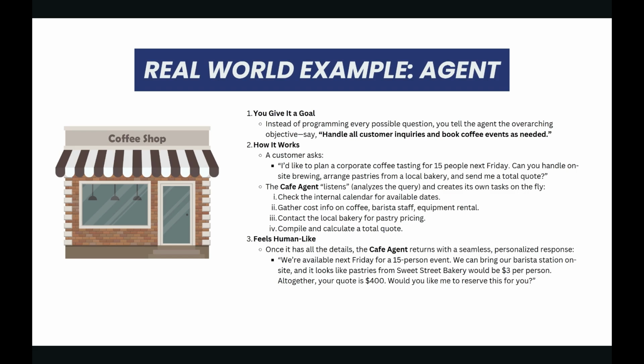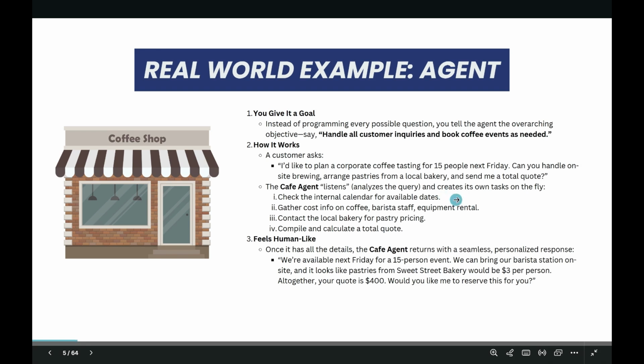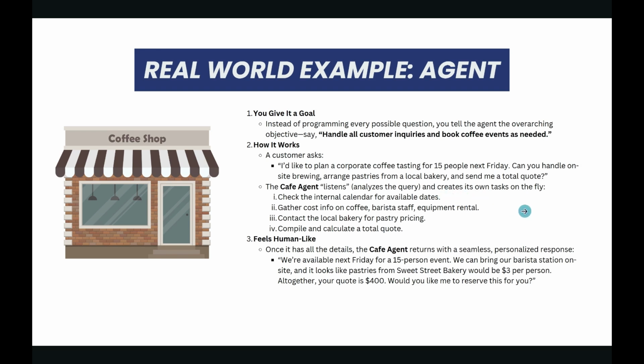The cafe agent would listen, aka analyze the customer query, and then create its own task on the fly. For example, it might check the internal calendar for available dates, gather cost info on coffee, barista staff, and equipment rental, contact the local bakery for pastry pricing, and compile and calculate the total quote. How this differs from a traditional chatbot is it feels human-like. Once it has all the details, the agent returns with a seamless, personalized response.